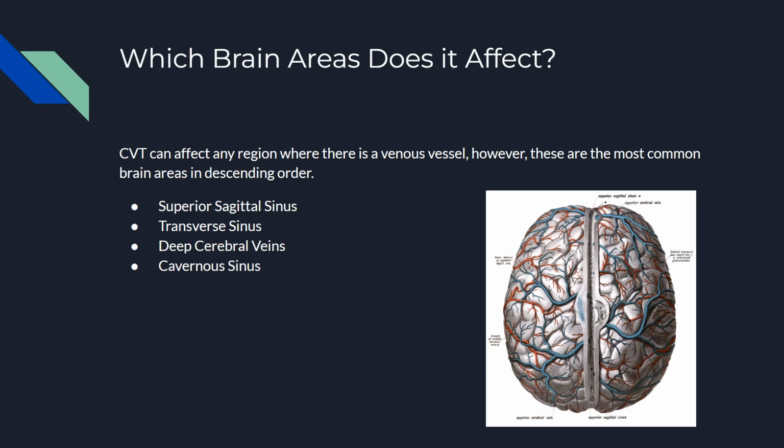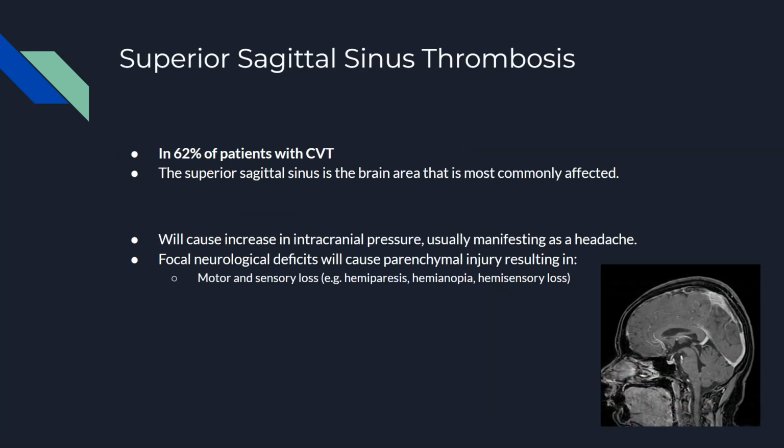The affected brain areas will include the listed four areas down here, so the venous sinuses and the deep cerebral veins. First off, we'll talk about the superior sagittal sinus. This area is affected in about 62% of patients. It's the most frequently affected.